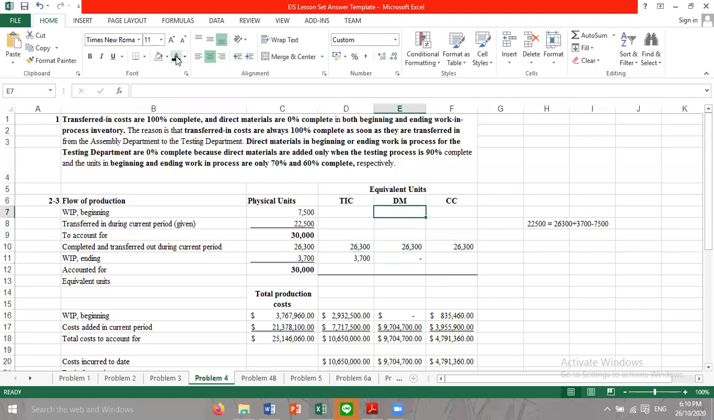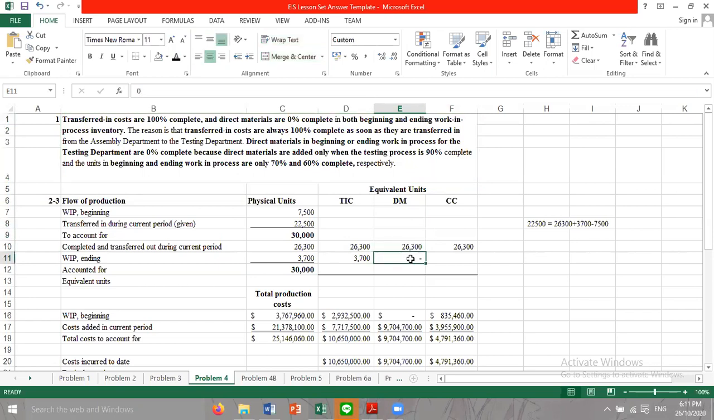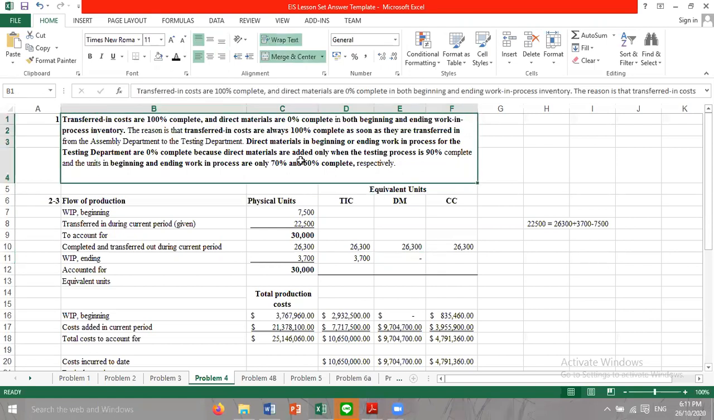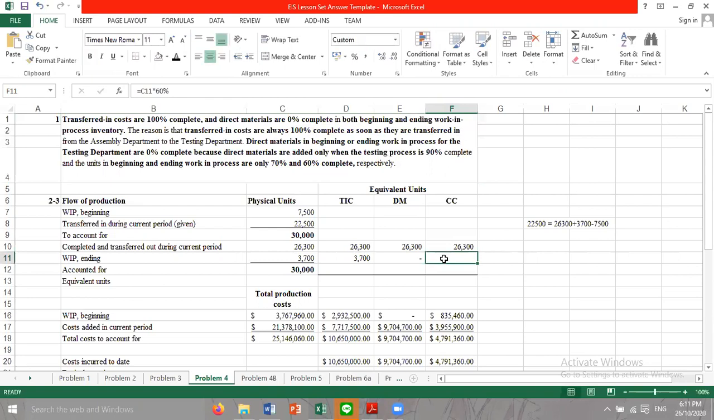How about the direct materials? Well, since ending work in process is only 60% complete, direct materials have not been added at all. So it's 0% done, so it's literally just zero. How about for conversion cost? Well, we know that conversion cost is exactly 60% done. So the equivalent units, or the units in terms of work done, is essentially 60% times the physical units. In this case, we will have 2,220.